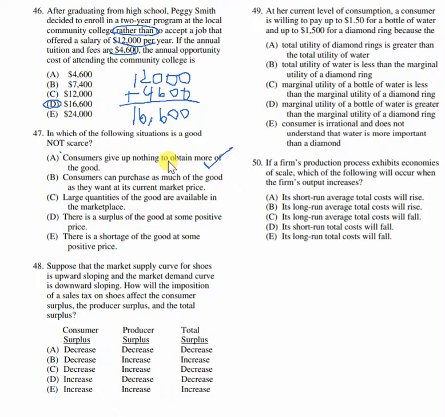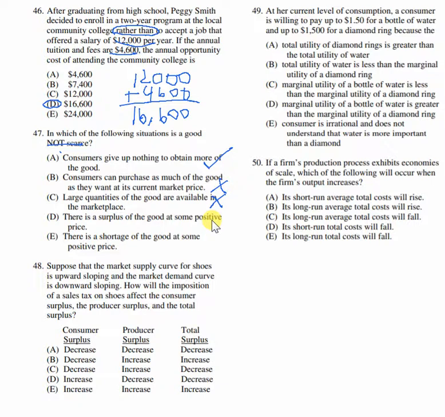Consumers can purchase as much of the good as they want at its current market price. Well, you have to pay for it, so that makes it scarce. Large quantities of the goods are available in the marketplace, but they're available to be paid for or to be purchased, so that doesn't make it not scarce. That makes it scarce, so it doesn't meet the condition of not scarce.